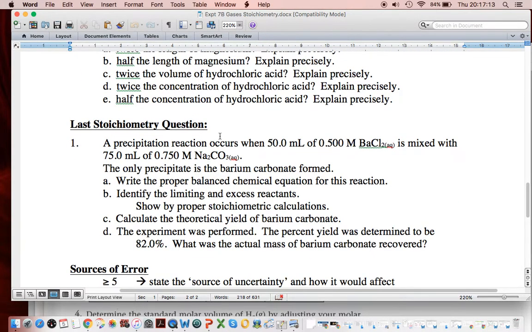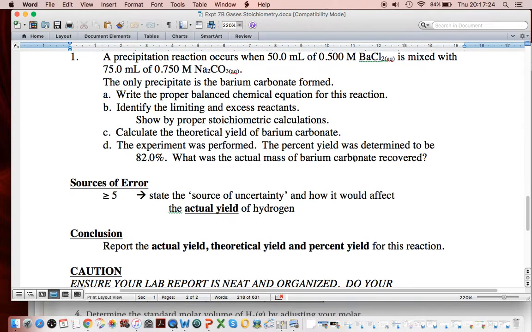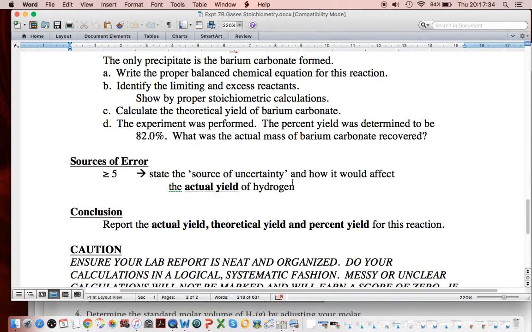Then we have a little more practice stoich, and you're going to go rattling through this. And you better show your work nice and neatly spread out, easy for me to follow. Some fantastic sig figs. You're going to give me at least 5 sources of error. And of course, you have to state how they would affect the actual yield of hydrogen. Your conclusion can be one sentence in which you tell me about the actual yield, theoretical yield, and percent yield.